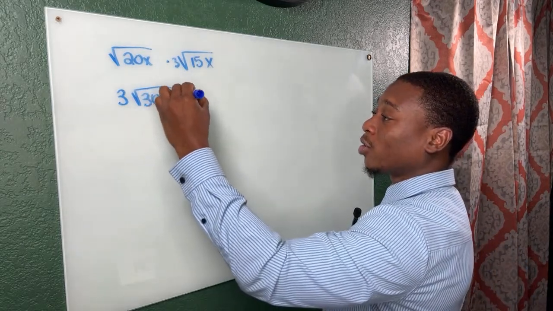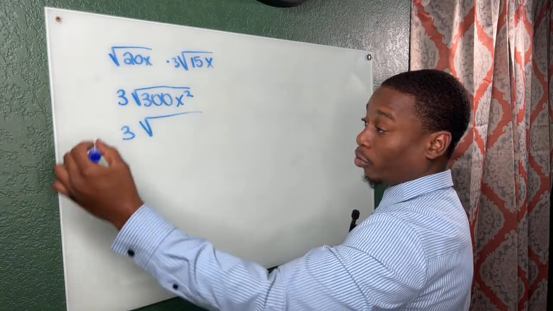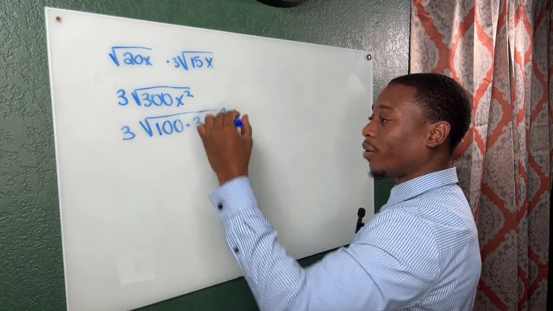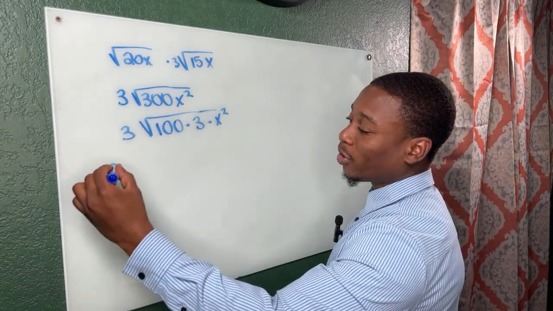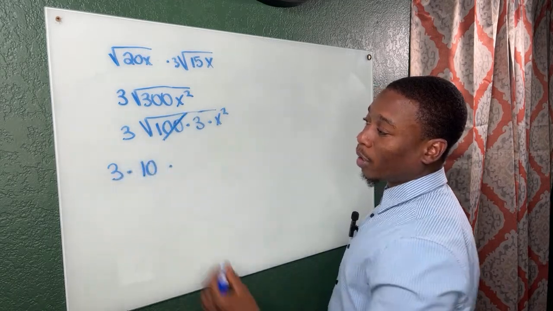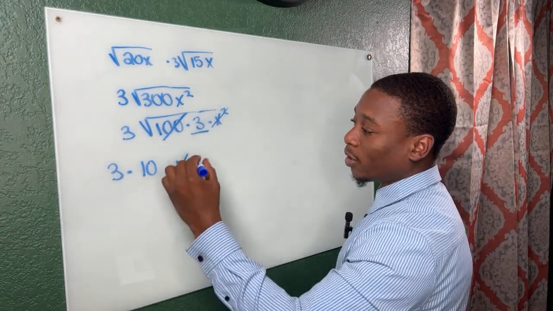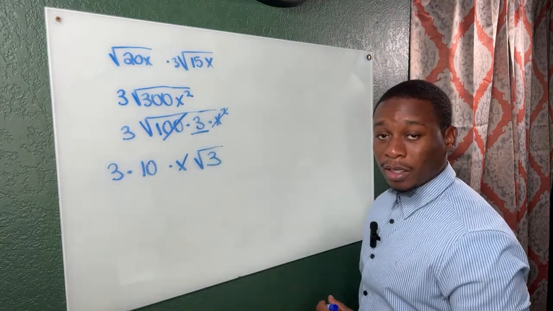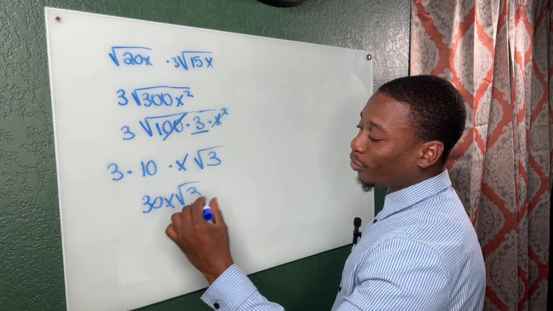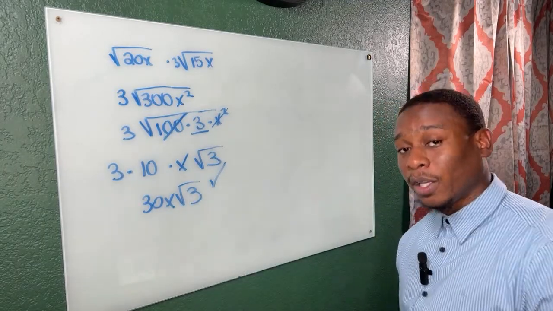300 x squared. Now, when we break this down, we're going to have 3 times 100 times 3 times x squared. Now, when we go one step further, this turns into 3 multiplied by the square root of 100, which is 10, multiplied. No, we cannot break down radical 3. X squared turns into x, and like I said, radical 3 is at the end. So when we simplify again, we'll have 30x times radical 3. Let's double check the work. Yes, that's correct. And this will be our final answer.